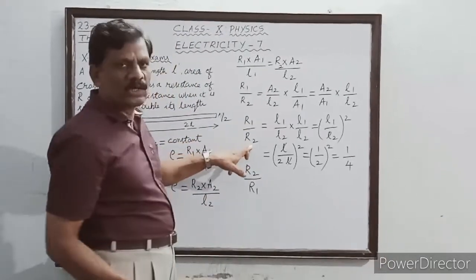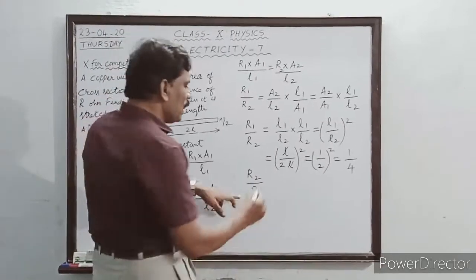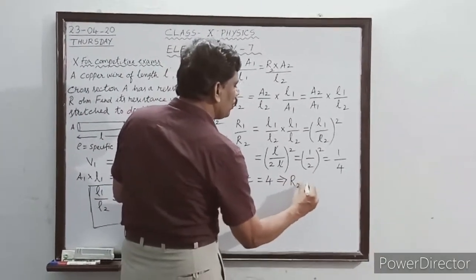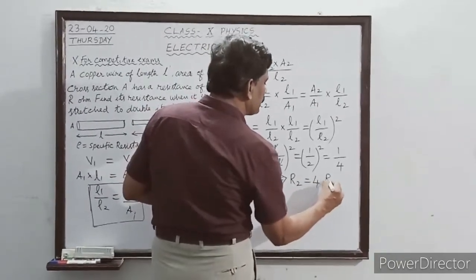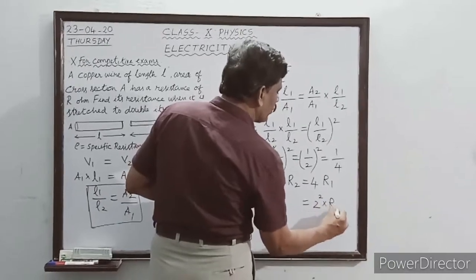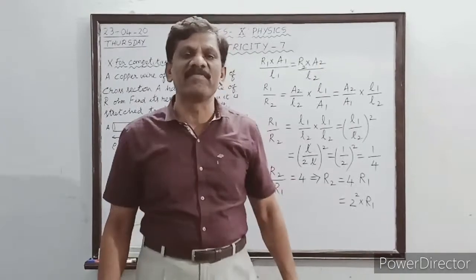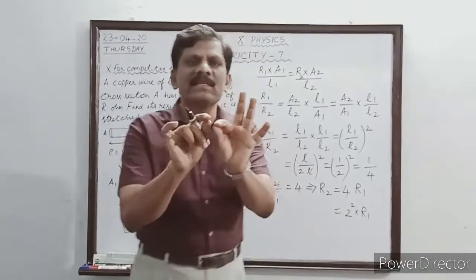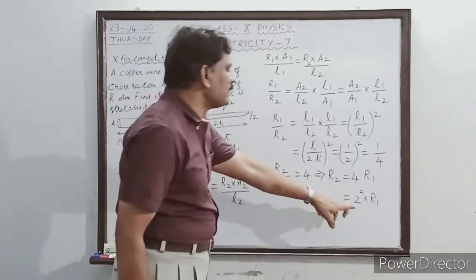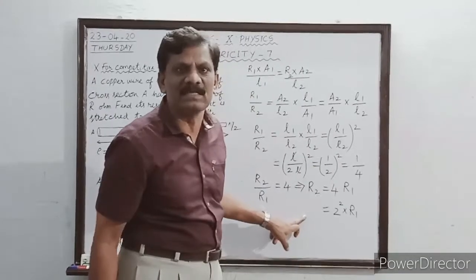So R1 by R2 we have found is equal to 1 by 4. If you take the reciprocal, what is R2 by R1? R2 by R1 is equal to 4. So this implies that R2 is equal to 4 times R1, which is equal to 2 square times R1. You have learnt a very important fact thoroughly. When the length is stretched 2 times, the new resistance becomes 4 times the initial resistance.